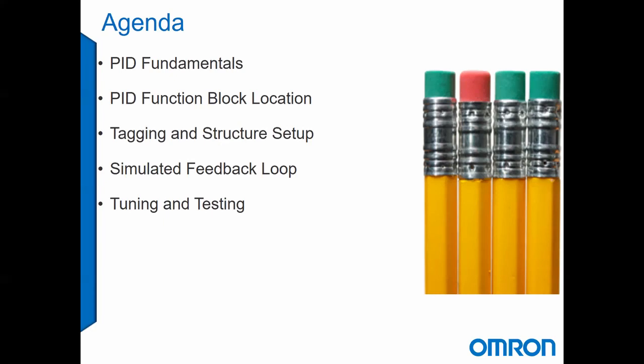We'll show you where you find the PID loop in your toolbox. We'll go through setting up a program with a PID function block. We'll set up our tags. We'll look at the structure. We'll get everything configured before we actually do any simulating and testing. And then we'll actually get into testing these things with our simulator. And eventually we will build a simulated feedback loop, so it actually lets us use the auto tuning function in the loop itself.